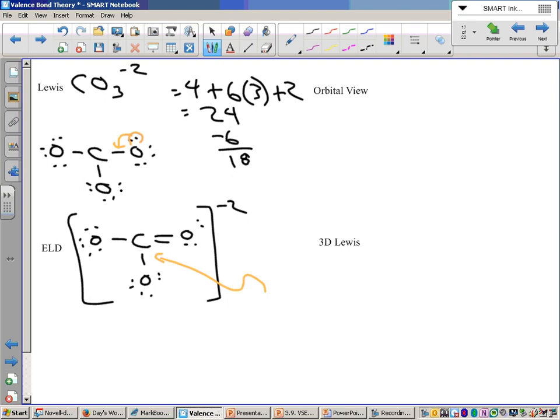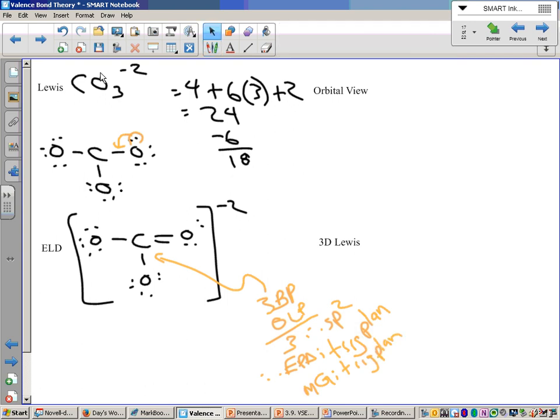How many bond pairs? 3 bond pairs. Remember, we do not include the pi bond. How many lone pairs on that central atom? None. 0 lone pairs. 3. Therefore, what's the hybridization? sp2 and the EPA. Trigonal planar, and there's no lone pairs on it, so what's the molecular geometry? Trigonal planar, not that exciting.